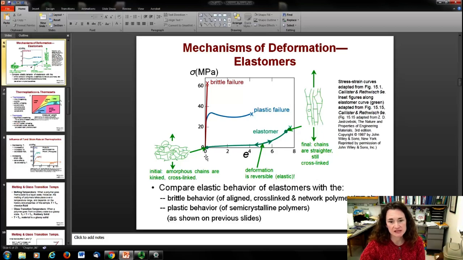And then what happens is, as you apply a stress to the material, all those kinks and twirls start to unravel and untangle, and that causes the material to just stretch and stretch and stretch. And then right before failure, you have your chains. They're much straighter. They might still be cross-linked, but they're very, very aligned. Okay?